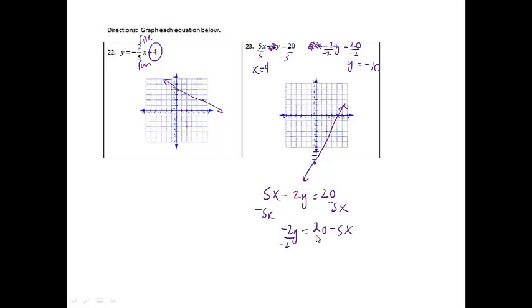I'll divide everything by negative 2. So I'll have y equals 20 divided by negative 2 is negative 10. A negative divided by negative is a positive, and we'll just keep the 5 halves as a fraction. So from here we would have started down at negative 10. We'd go up 5 over 2, which brings us right onto that line.